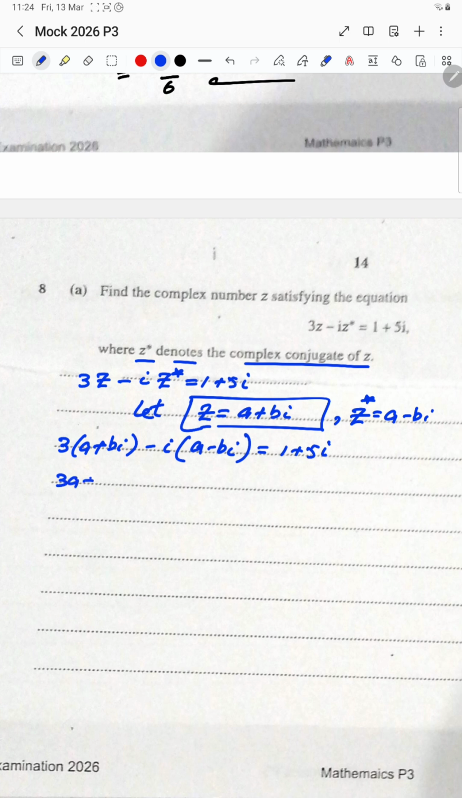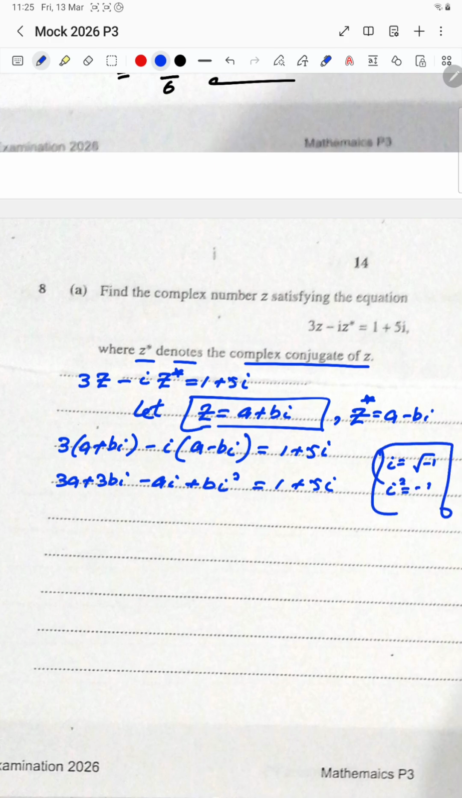So it's 3a plus 3bi minus ai plus bi square is equal to 1 plus 5i. Since i is the root of negative 1, i square is negative 1. So I will place this value here. This becomes minus b. So 3a minus b, the real part, plus, taking the iota common, 3b minus a times i is equal to 1 plus 5i.